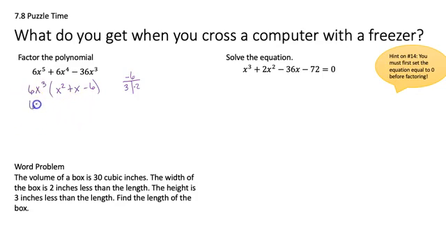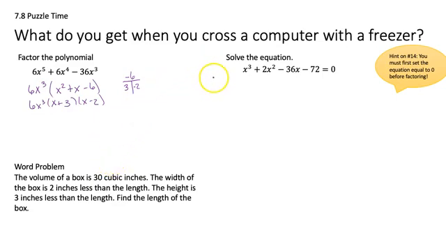So I'm going to keep the 6x to the third, and inside my binomials, I'm going to split up the x, so x and x. I'm going to have a positive 3, so plus 3, and a negative 2. Well, that's all it wanted us to do. It wanted us to factor. The next problem, though, says it wants us to solve. So we're actually going to find x.